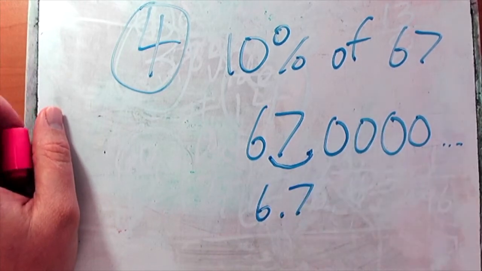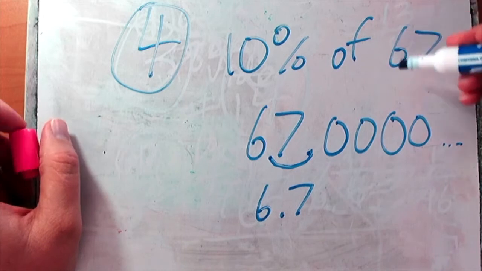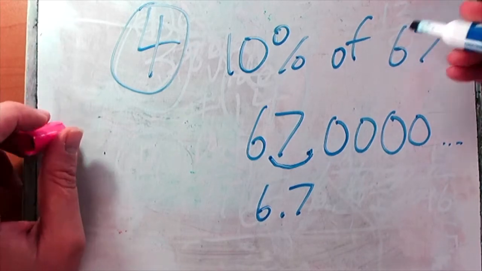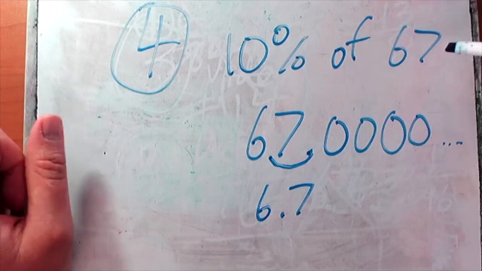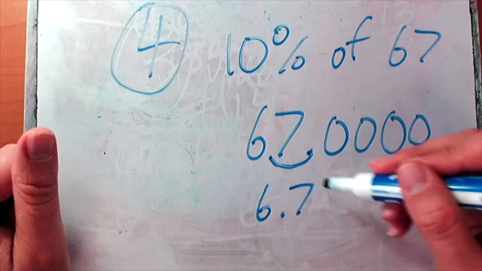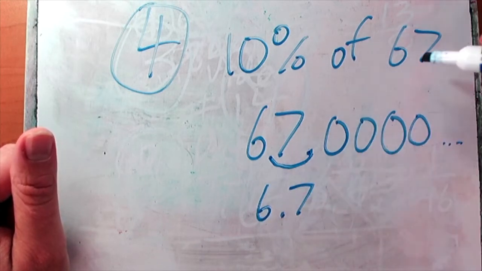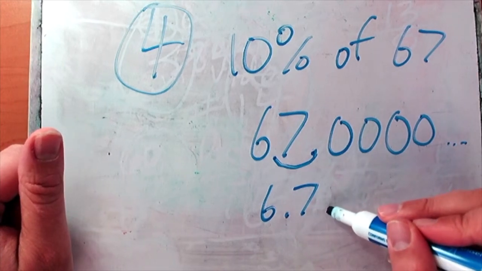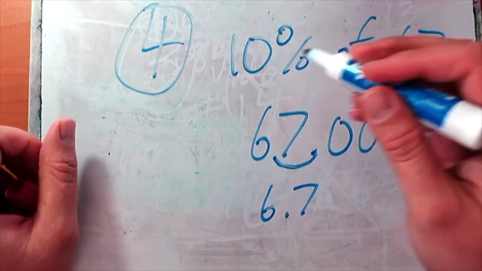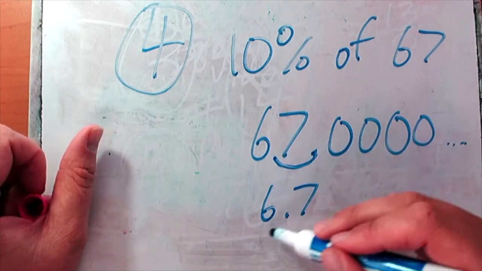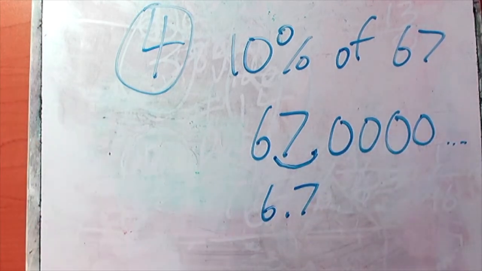6.7. Now really think about this, right? 67, 10% of that should be 1/10. 10 of these should fit into that, and that makes sense. 10 times 6.7 gets us to 67, because multiplying by 10 is going to move that decimal point back. So the answer here, 10% of 67, we move the decimal point once, is 6.7. And that is the answer to question 4.